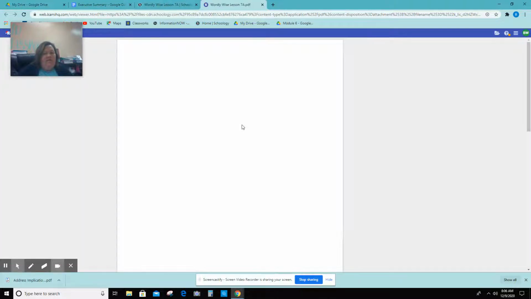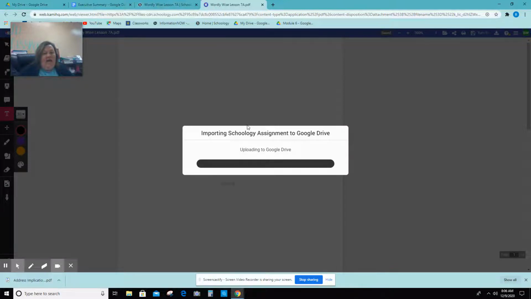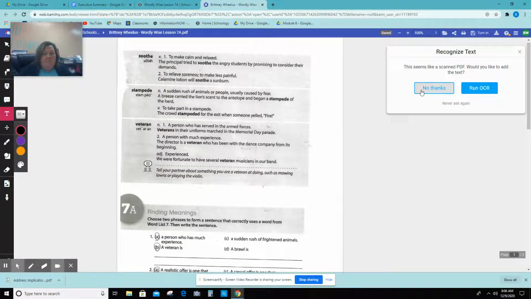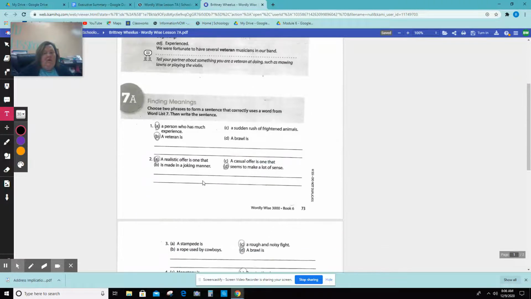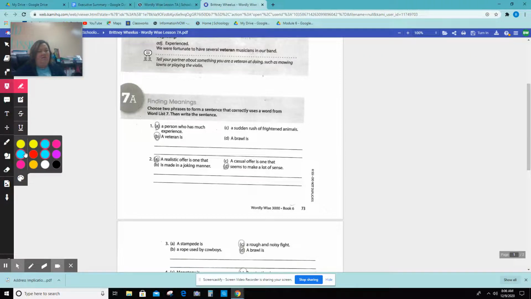So Wordly Wise lesson 7A. All right, and what I want you to do here is I want you to highlight the two that go together, and then I want you to type your sentence out. Okay, so we're going to have to go back and forth between markup and text. So I'm going to go ahead and put my highlighter on.